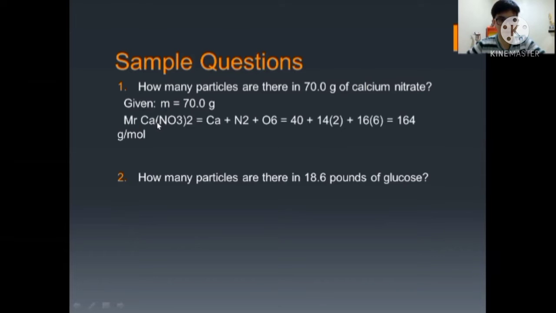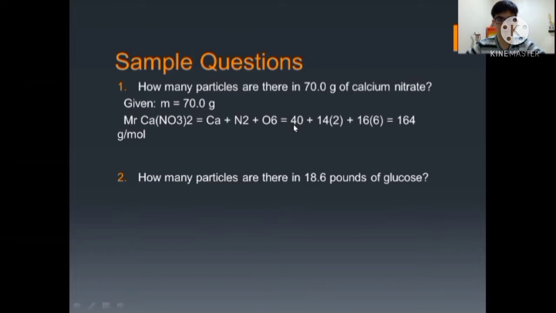Molar mass of calcium nitrate is equal to the molar mass of calcium plus the molar mass of nitrogen times 2, since in this one the nitrogen is inside a bracket of 2, plus the molar mass of oxygen times 6, because inside the bracket there are 3 oxygen, and you multiply by 2, which becomes 6.